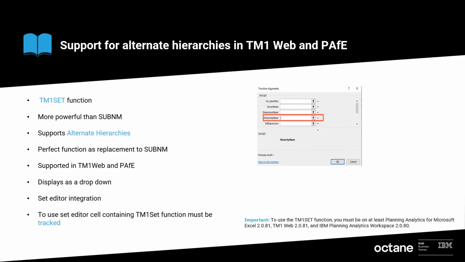So let's start with the TM1 set function. This function has finally enabled the option to use the alternate hierarchies within Pafe reports as well as TM1 Web. It offers the same capabilities as SubNM, as most of you might be aware of, but it does not just stop there. It primarily has 9 arguments as opposed to 4 that you had in SubNM, and it also supports MDX expressions as one of the arguments.